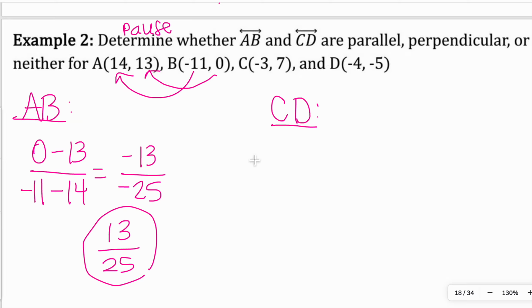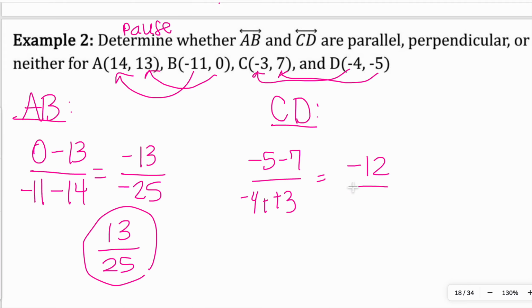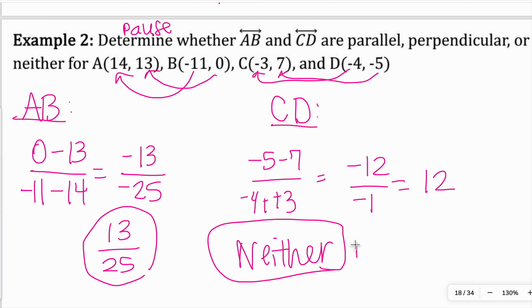So CD, I'm going to say -5 minus 7 over -4 minus -3. Remember, I'm doing slope, I'm just doing y2 minus y1 over x2 minus x1. That's going to give me -12, and a -1, which is just equal to 12. So I would say neither. Okay, there is no slope relationship.